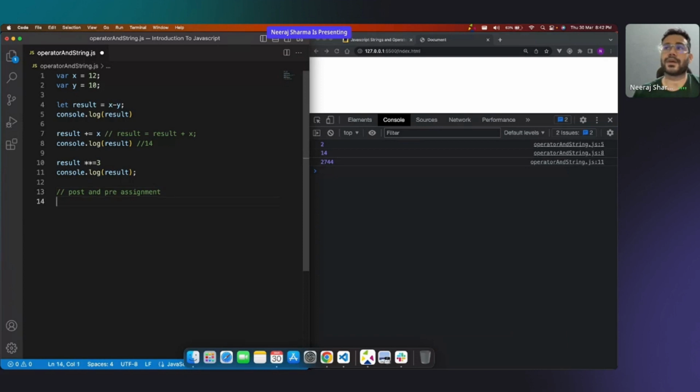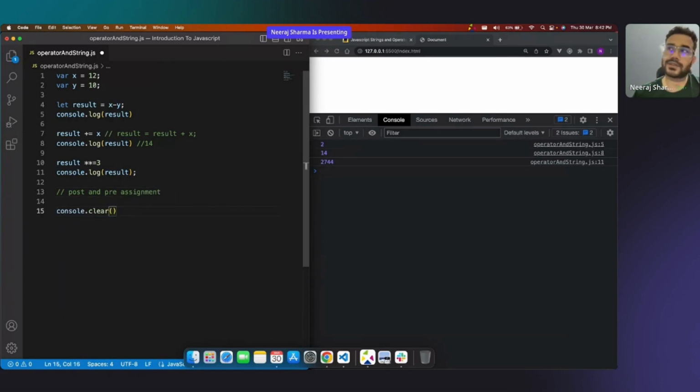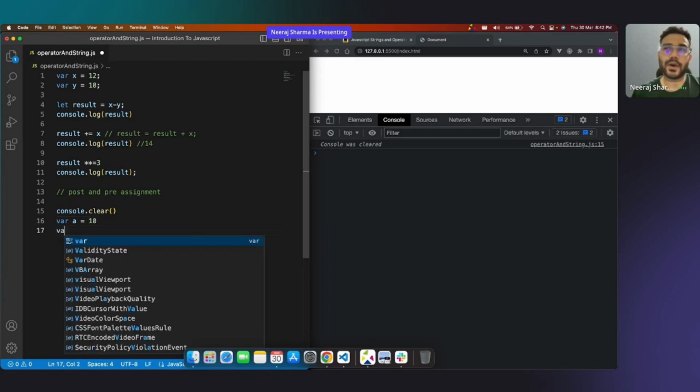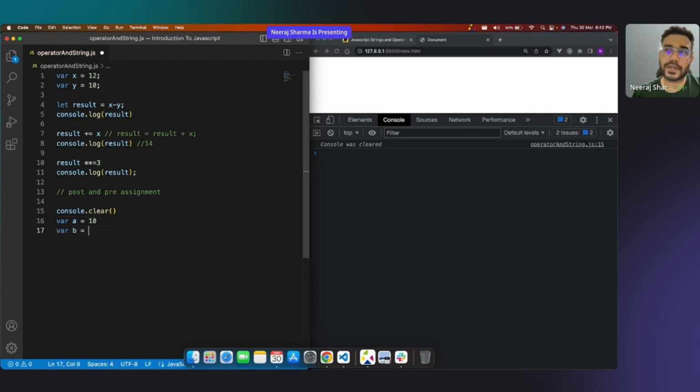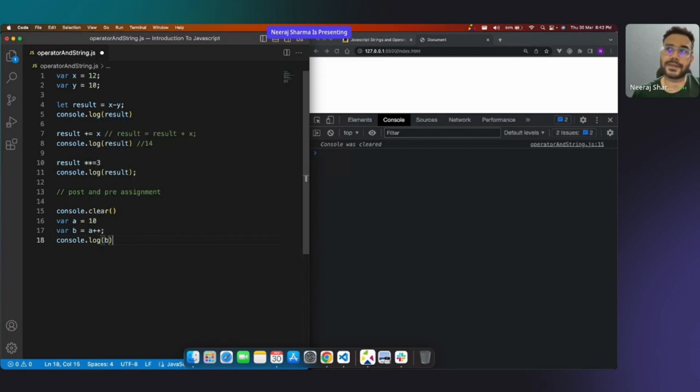For example, I'll just say console.clear to clear my console. Now let's say we have a variable, let's call it a. The value of a I have given is 10. Now what I'm going to say is the value of b is equal to a plus plus. Okay, now I'm saying console.log b.